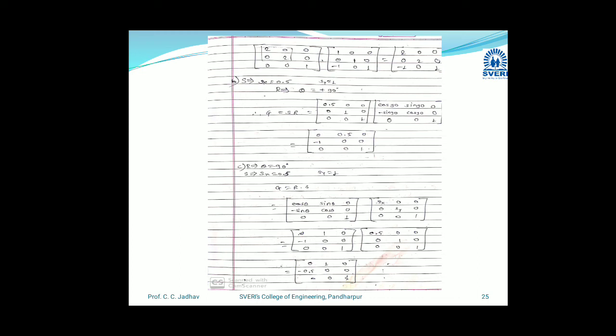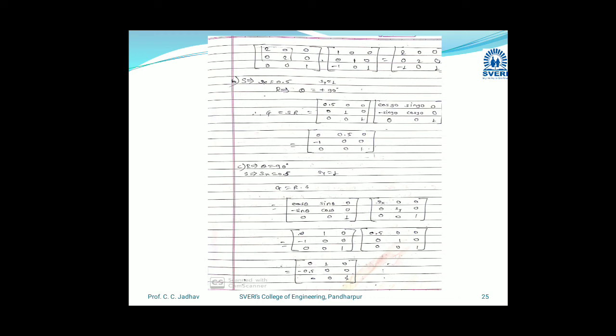So the formula for this homogeneous transformation, capital G, is first scaling into rotation. The scaling matrix is Sx 0 0, 0 Sy 0, 0 0 1. So Sx is equal to 0.5 and Sy is equal to 1, giving 0.5 0 0, 0 1 0, 0 0 1. This is your scaling matrix. Second, the rotational matrix, we know the formula: cos theta, sin theta, 0, minus sin theta, cos theta, 0, 0 0 1. Put the theta value of 90 degrees: cos 90, sin 90, minus sin 90, cos 90. From this we have to do multiplication between the two matrices.